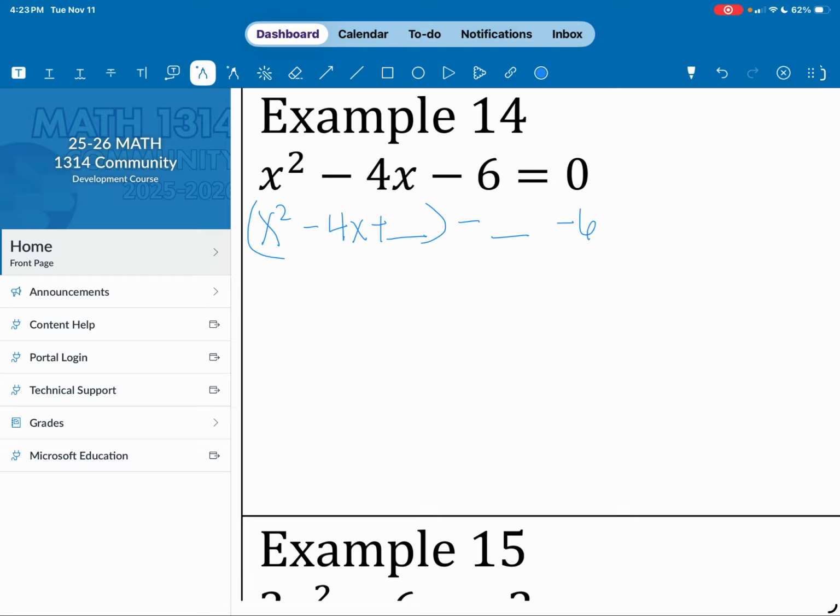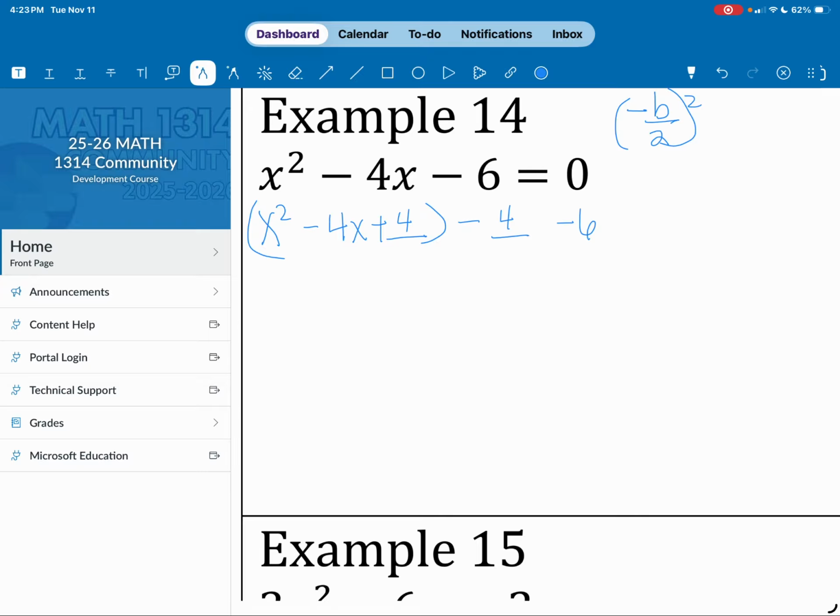So remember, this is when we do negative b divided by 2 squared, or the opposite of b. In this case, the b is negative 4, so the opposite of negative 4 is 4. 4 divided by 2 is 2, and then 2 squared gives you 4. So our something here is going to be 4.